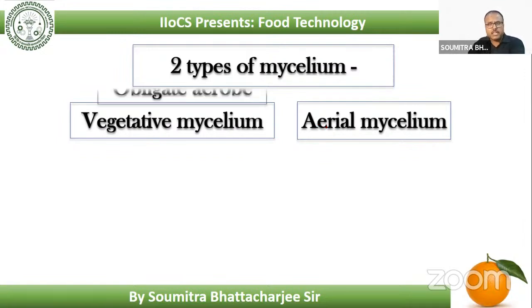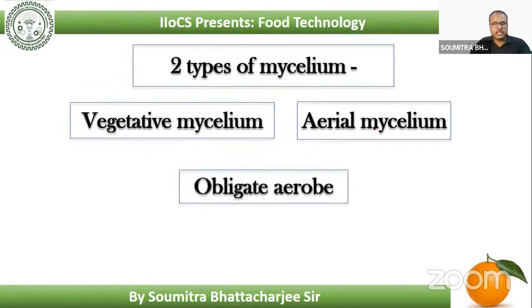And aerial mycelium, if we are discussing that, aerial mycelium is the structure where, after reproduction, spore formation will occur, and those spores will be dispersed throughout the external surface, representing it as the aerial mycelium itself. Okay. Now, if I'm talking about the obligate, these are the obligate aerobes.